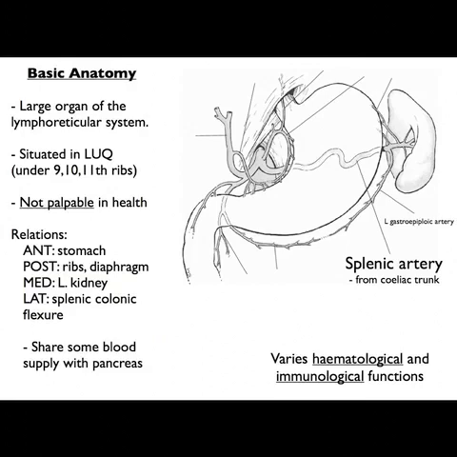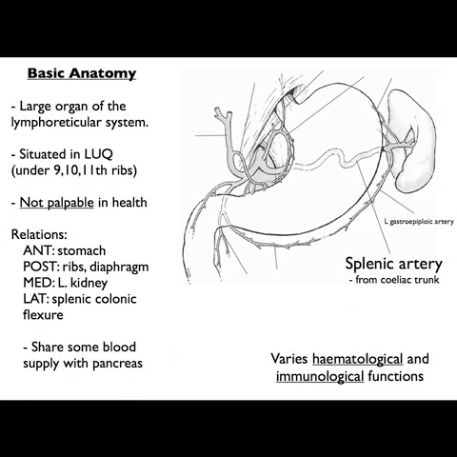Will do. So, the spleen, large organ of the lympho-reticular system, about the size of a fist, situated in the left upper quadrant, specifically under the 9th, 10th and 11th ribs. Vascular supply is important here. There's a massive artery called the splenic artery, which comes off the celiac trunk and enters into the hilum of the spleen, as shown in this diagram here.